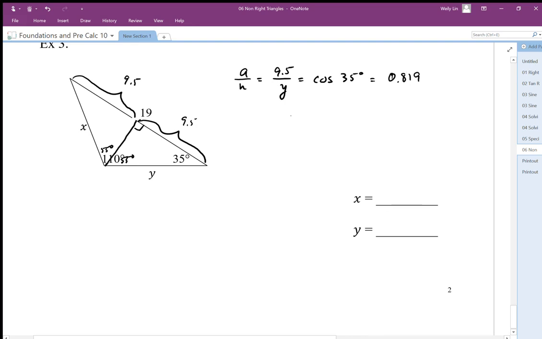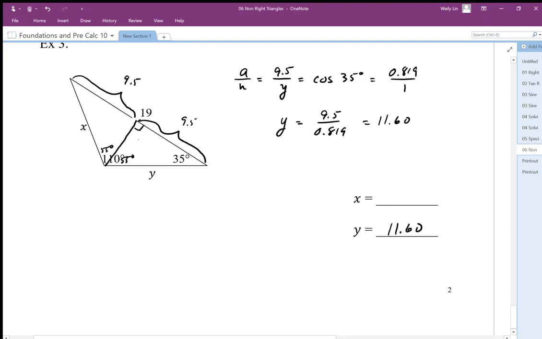I can solve for y algebraically. Again, just remember that we could solve this as a proportion, 0.819 to 1. We're going to solve that algebraically, so I get y is equal to 9.5 divided by 0.819. Okay, so that's going to end up being about 11.597, so I'm going to round that to 11.60. Okay, so y is 11.60.